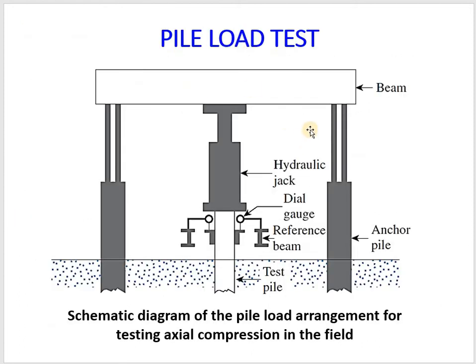So this is the arrangement of the setup. You have 2 anchor piles, and you have a beam here, and this is the test pile. You have a hydraulic jack to apply the load on this pile, and these are the dial gauges installed to measure the deflections or the settlement.